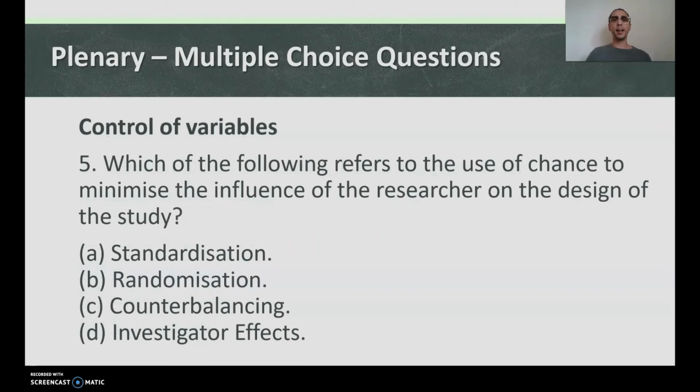Number 5. Which of the following refers to the use of chance to minimize the influence of the researcher on the design of the study? Is it A, standardization, B, randomization, C, counterbalancing, or D, investigator effects? You're using the word chance, but it's talking about minimizing the influence of the researcher, so it's going to have to be randomization. Had you there, didn't I? Had myself as well.